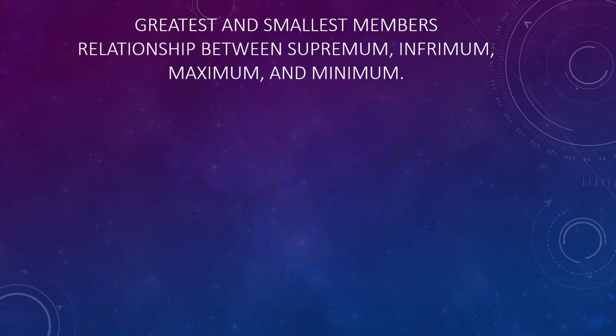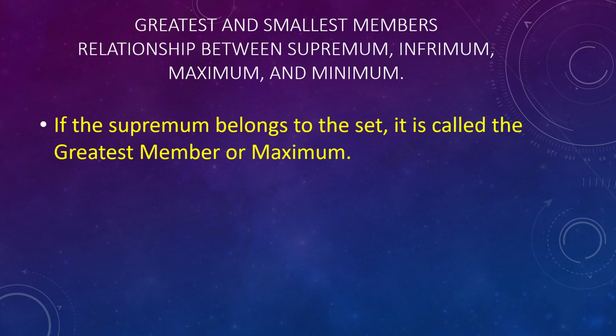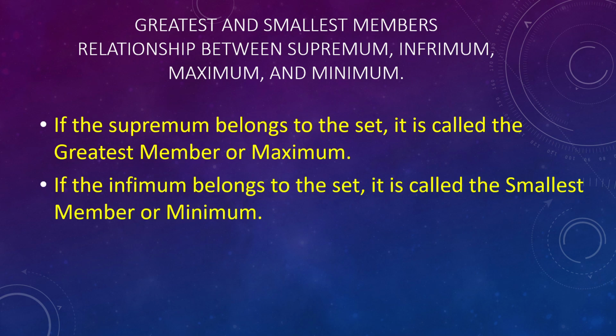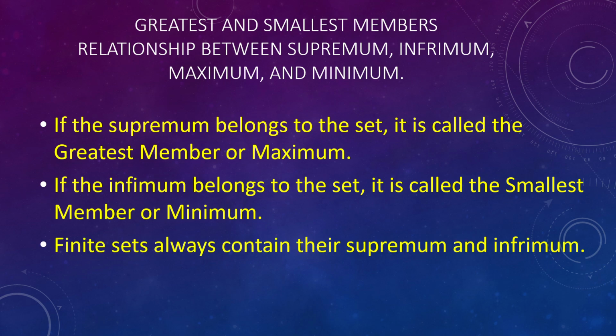Let us now connect supremum and infimum with the familiar ideas of maximum and minimum. If the supremum itself belongs to the set, then it becomes the greatest member of the set, also called the maximum. Similarly, if the infimum belongs to the set, then it becomes the smallest member of the set, also called the minimum. An important consequence is that every finite set contains both its supremum and its infimum. Therefore, every finite set has both maximum and minimum element.